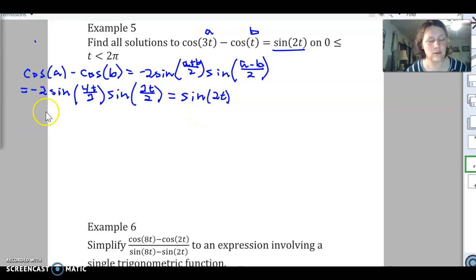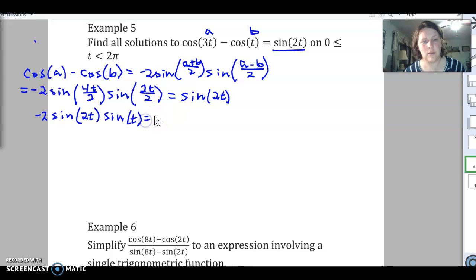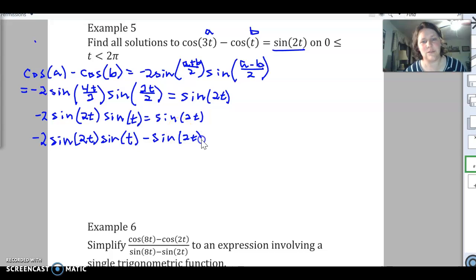So let's start on the left-hand side and just keep simplifying. So negative 2 sine of 2t, and then sine of t equals sine of 2t. Now don't be tempted, like I said last time, don't be tempted to divide both sides by that sine of 2t. Very important, or we will lose a lot of our answers. So we have negative 2 sine of 2t sine t equals sine of 2t. I'm going to set it equal to 0. So let's just bring that sine of 2t over, subtract it from both sides. So now we have minus sine of 2t equals 0. So get that equation equal to 0.